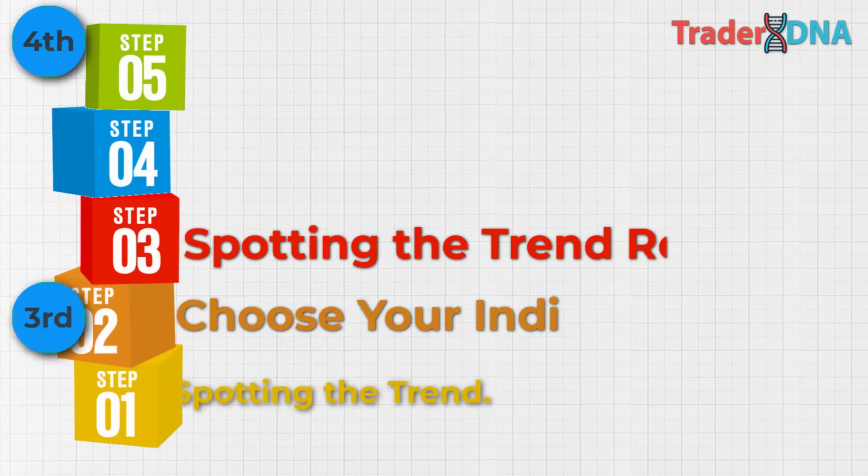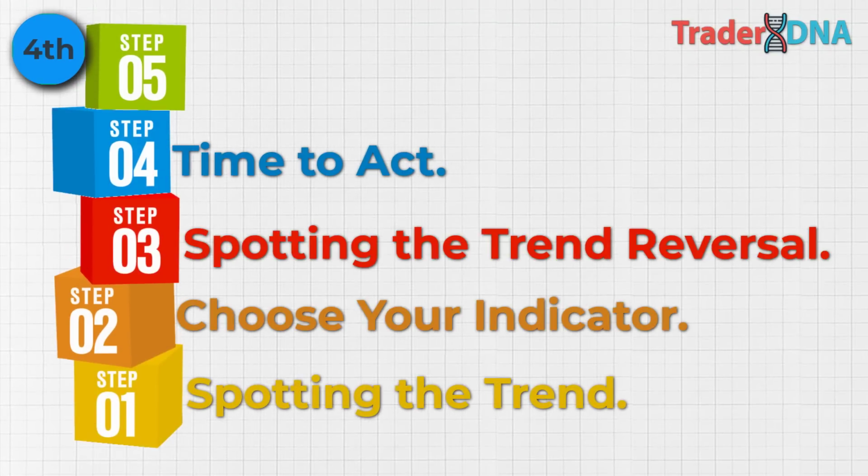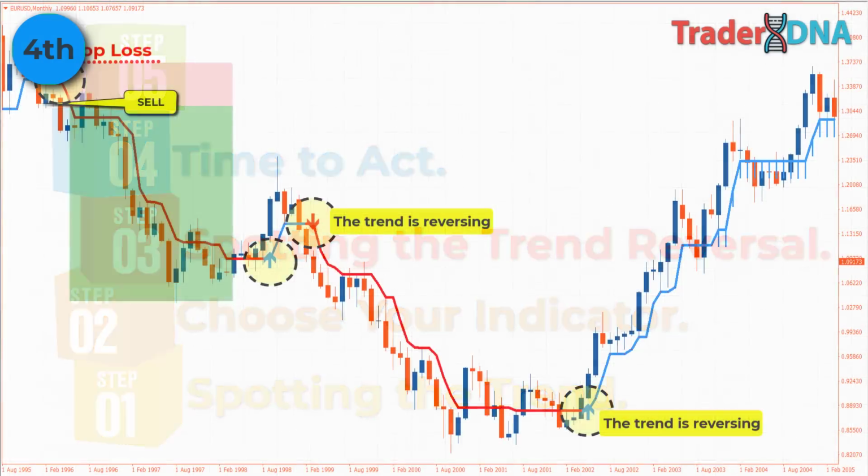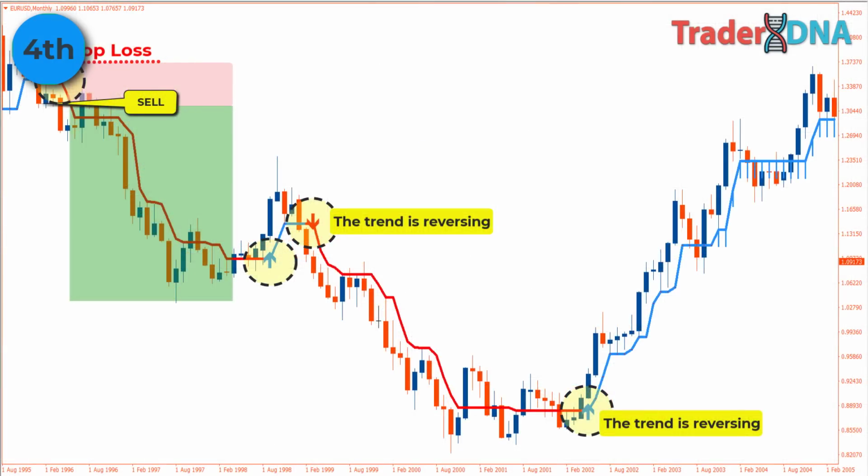Step number 4. Time to act on the trend reversal. The specific event we agreed on beforehand as a trend reversal has occurred. Now, it's the moment we've been waiting for. The signal you've been waiting for has shown up. And now, it's time to take action.